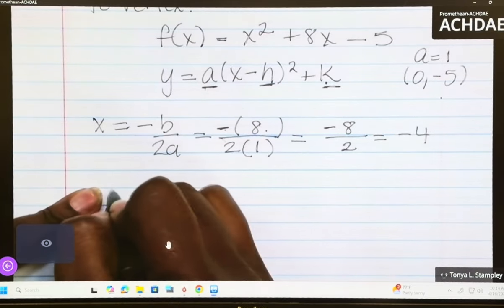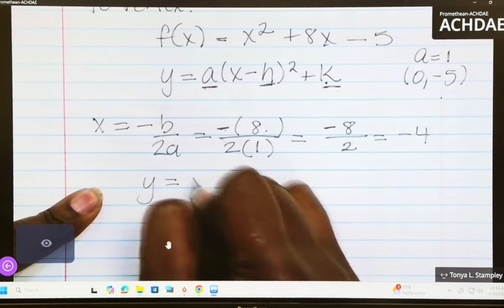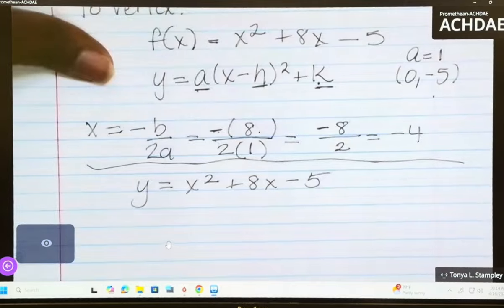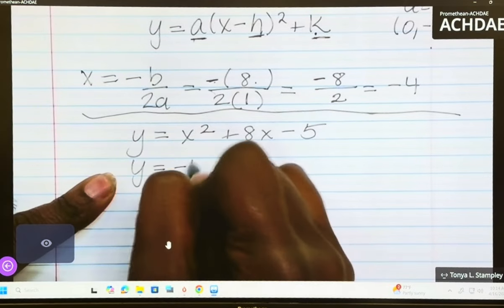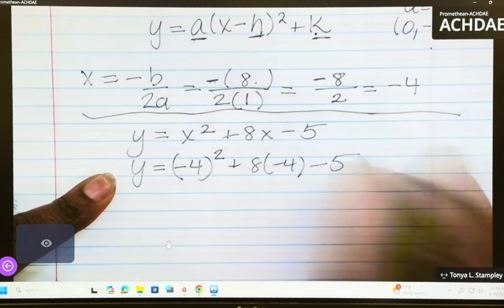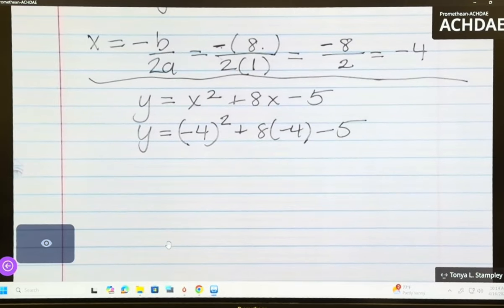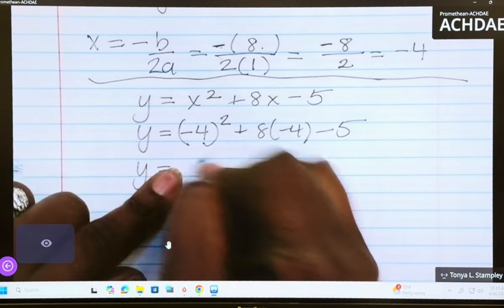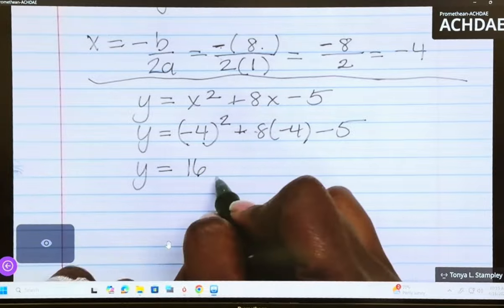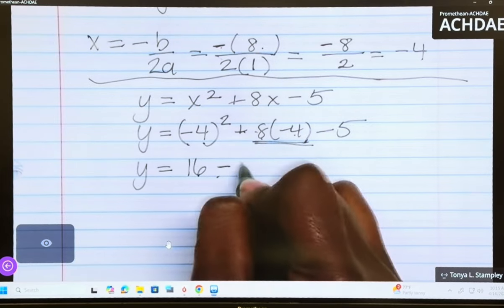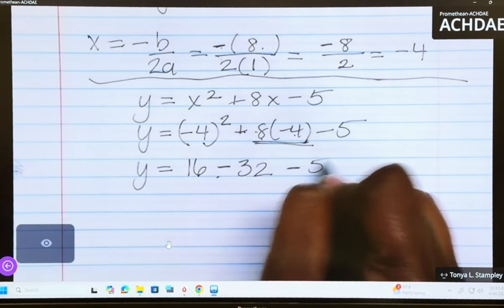So what do I do at this point? Go plug it in. So I'm going to take the original problem, which was y equals x squared plus 8x minus 5. And in place of x, I'm now going to put negative 4. So I got y equals negative 4 in parentheses squared plus 8 times negative 4 minus 5. Any questions? No. So then my next step is y equals, I got negative 4 times negative 4, which is going to give me what? 16. I do not bring this sign down. I do the multiplication. I got a positive times a negative, which is a negative. 8 times 4 is 32. And then bring down minus 5.